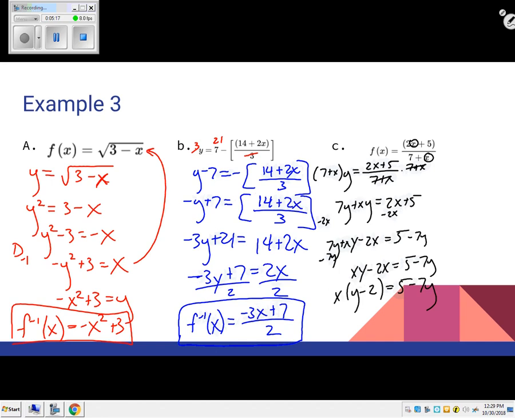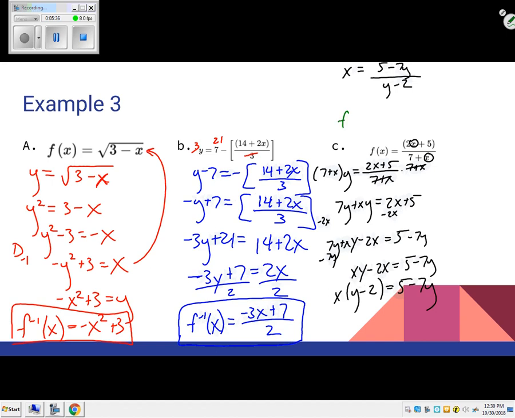And so solving this for x now, I'm going to take this to the top. I just need to divide both sides by what is in parentheses, 5 minus 7y over y minus 2. Okay. So I have this solved for x. That is the beef of these problems.